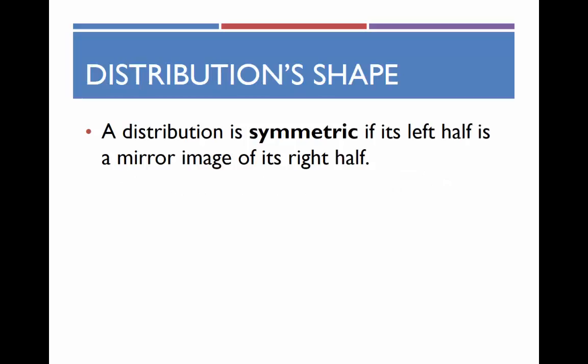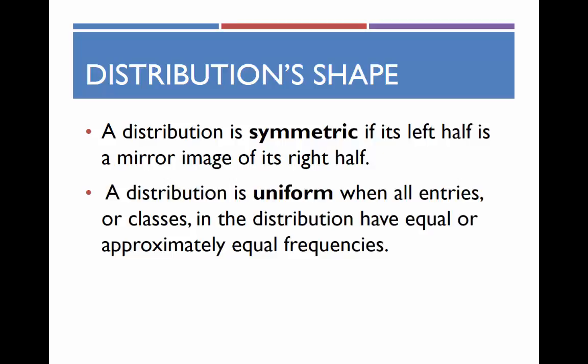Now we can take a look at the distribution's shape, or the overall shape of the graph. A frequency distribution is symmetric when a vertical line can be drawn through the middle of the graph of the distribution and the resulting halves are approximately mirror images of one another. We will spend most of our time with a symmetric graph because a special symmetric graph is what we refer to as the normal distribution. A distribution is said to be uniform when all entries or classes in the distribution have equal or approximately equal frequencies. A uniform distribution is also symmetric.